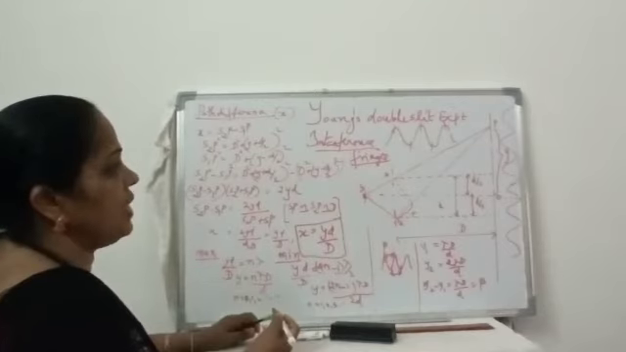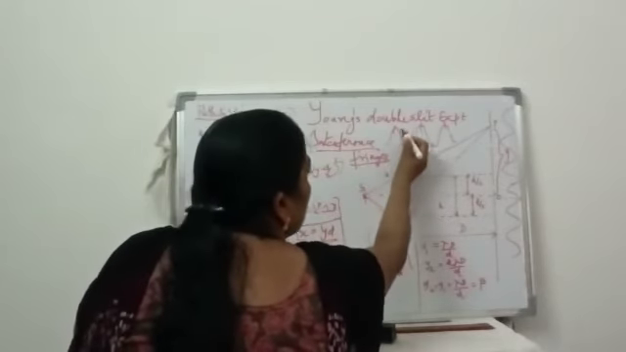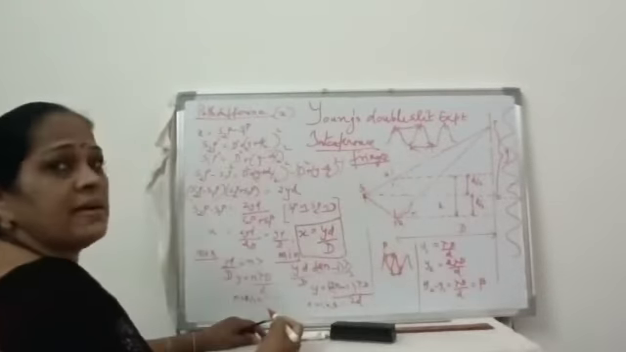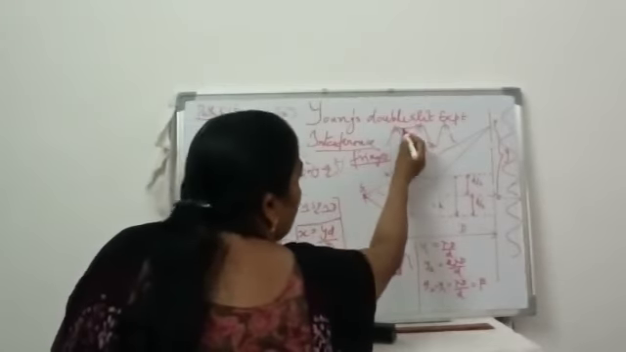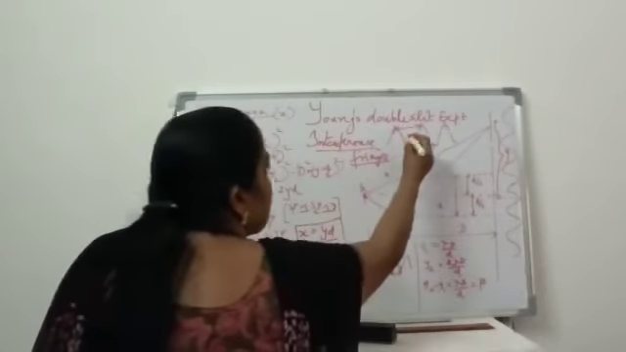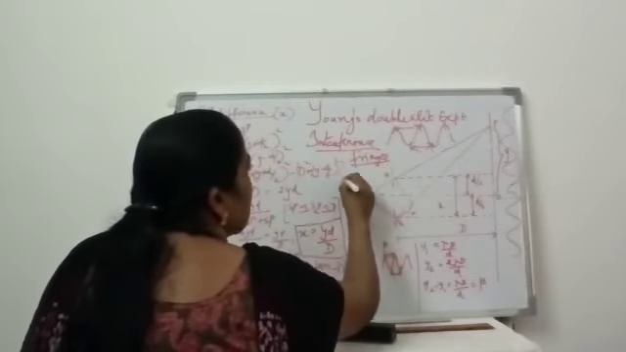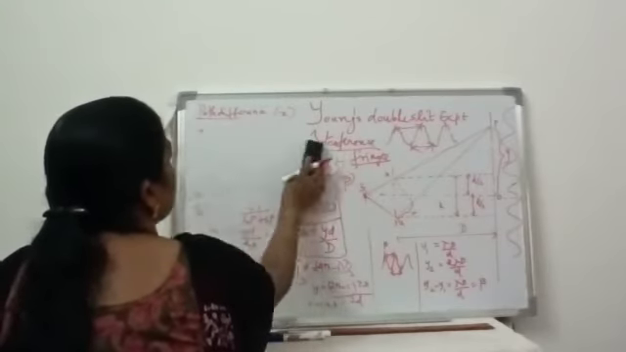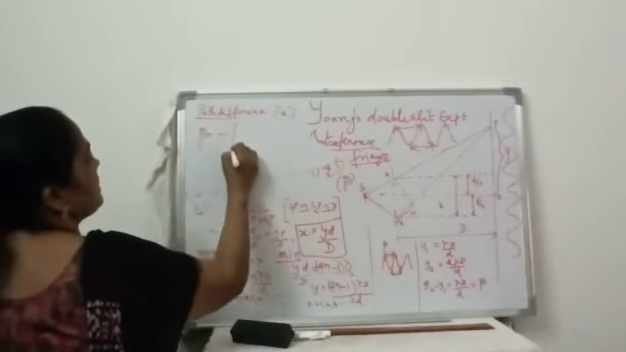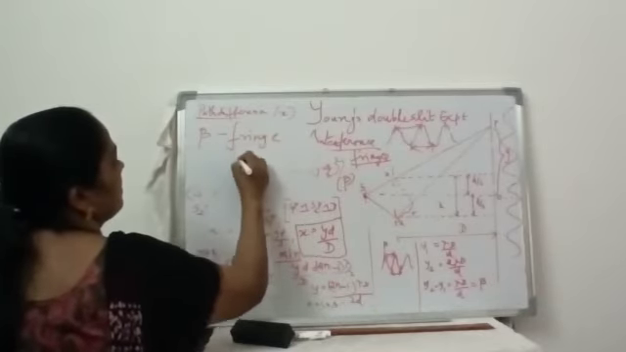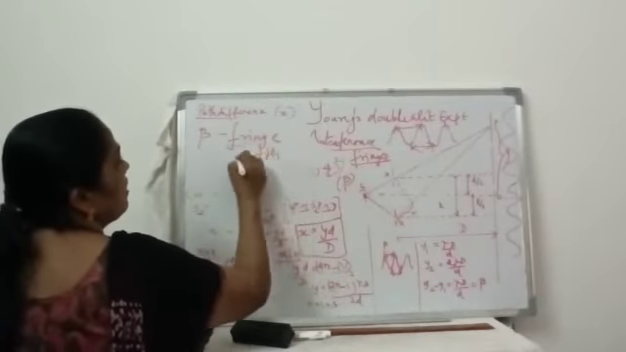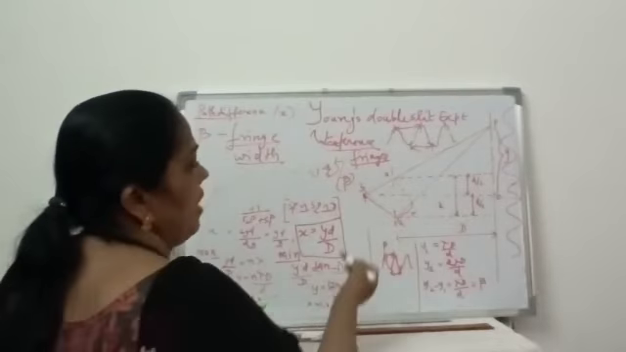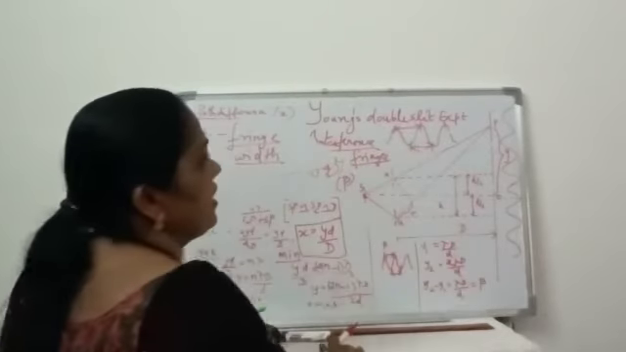Now you have to calculate the distance between two consecutive maxima or the distance between two consecutive minima. Here, the distance between two consecutive maxima is represented by the letter beta, where beta is called the fringe width. How do you define fringe width? Fringe width can be defined as the distance between two successive maxima or the distance between two successive minima.